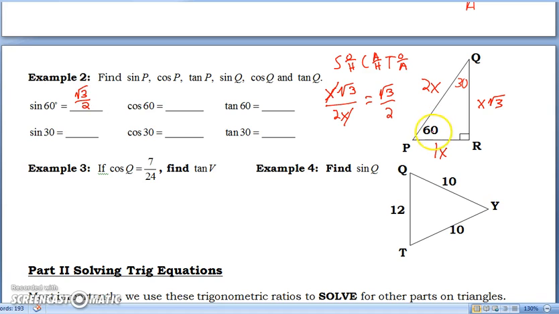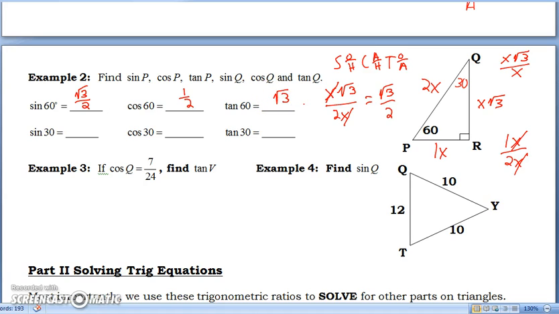What's the cosine of 60? That's going to be adjacent over hypotenuse, so that's 1x over 2x. The x's cancel out. That's 1/2. And then what's the tangent of 60? Well, that's opposite over adjacent, x root 3 over x. The x's cancel out. That's just root 3 over 1, which is root 3.